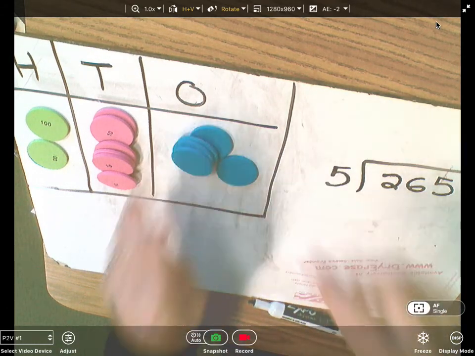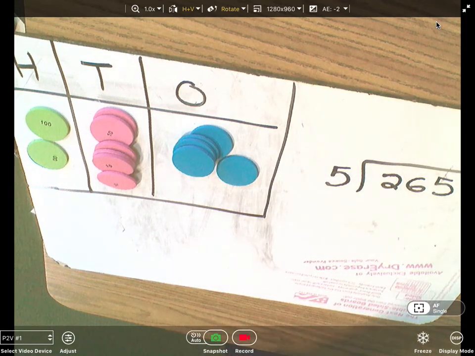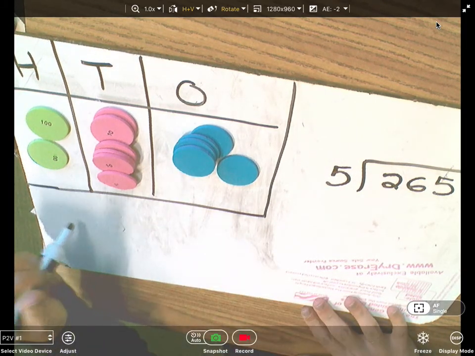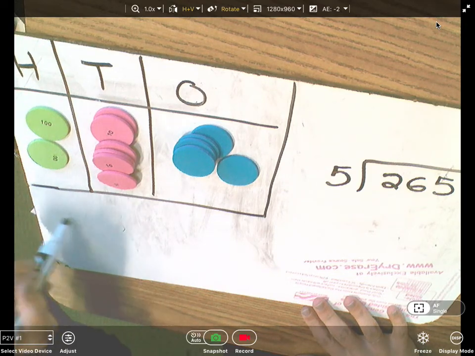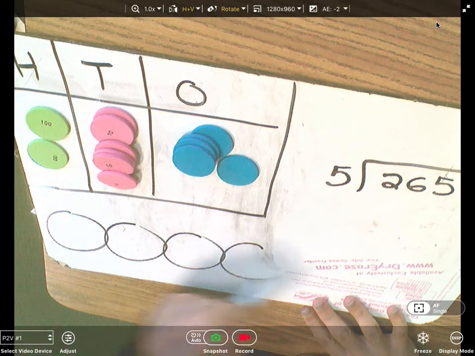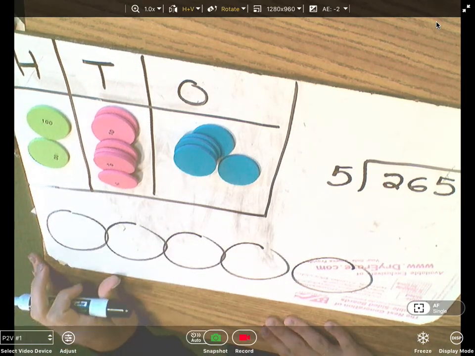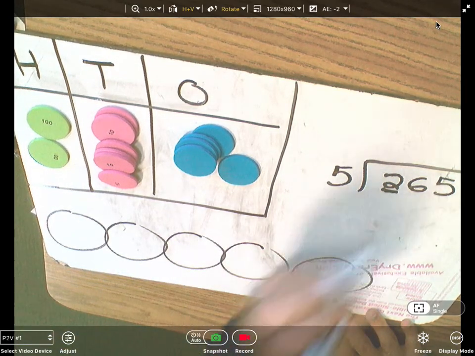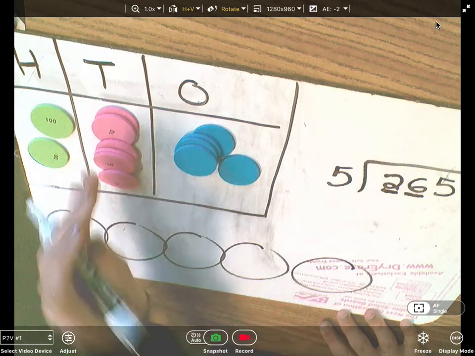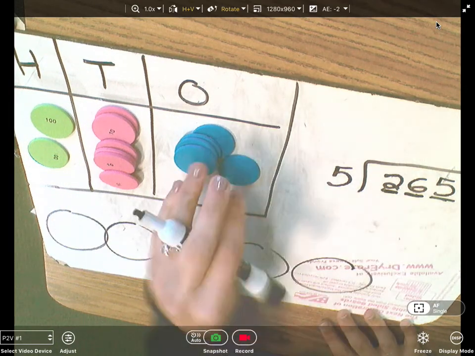I have 265 things, and I am trying to split it into 5 equal groups, or with 5 people. So I'm going to do 1, 2, 3, 4, 5. Here are my 5 groups that I'm going to be splitting this into. So again, I'm looking at my place value. I have 2 hundreds, I have 6 tens, and I have 5 ones.